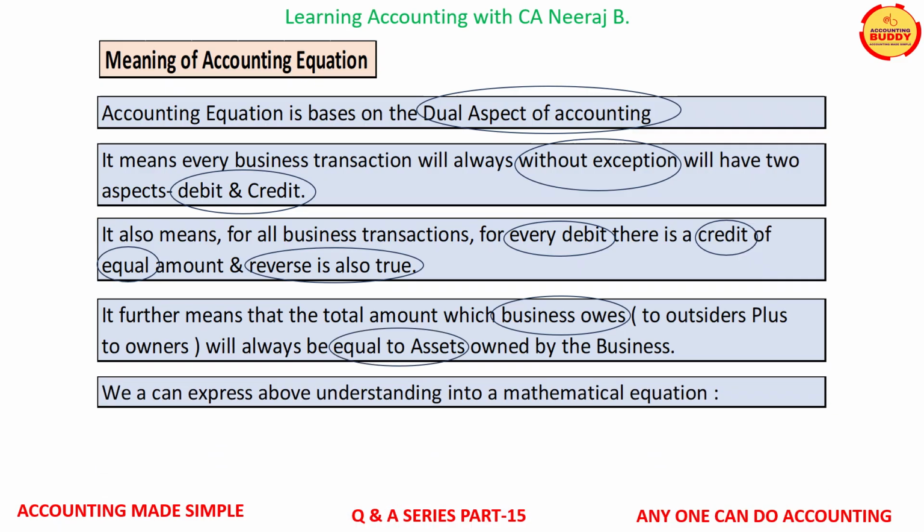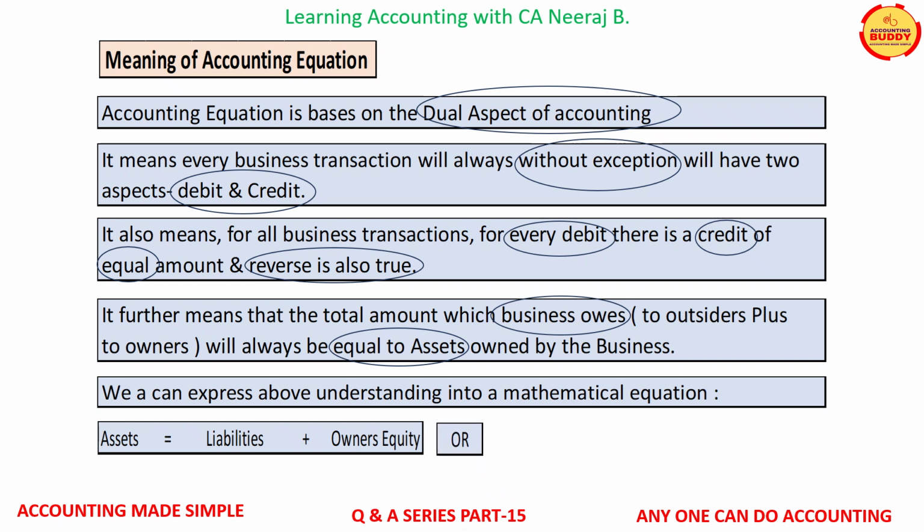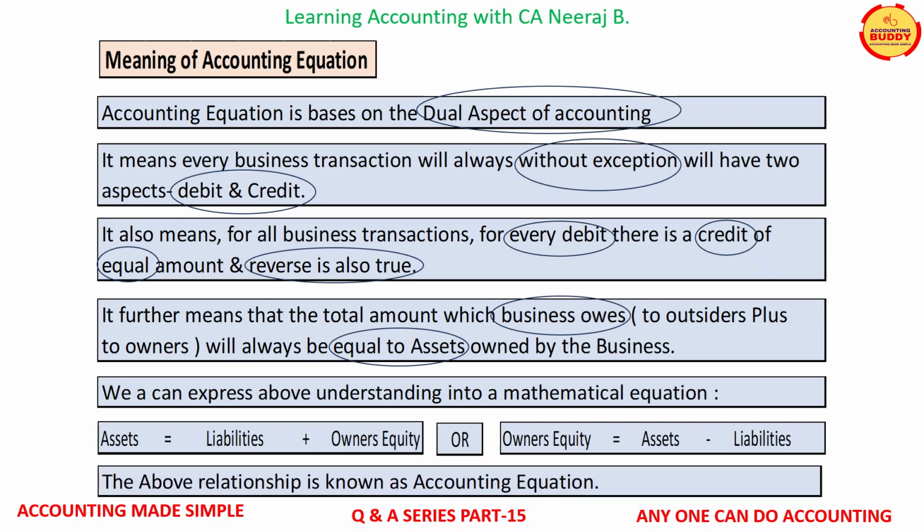We can express this understanding as a mathematical equation displayed on your screens. Assets are always equal to liabilities plus owner's equity, or this equation can also be expressed as owner's equity is equal to assets minus liabilities. This relationship is known as the accounting equation.